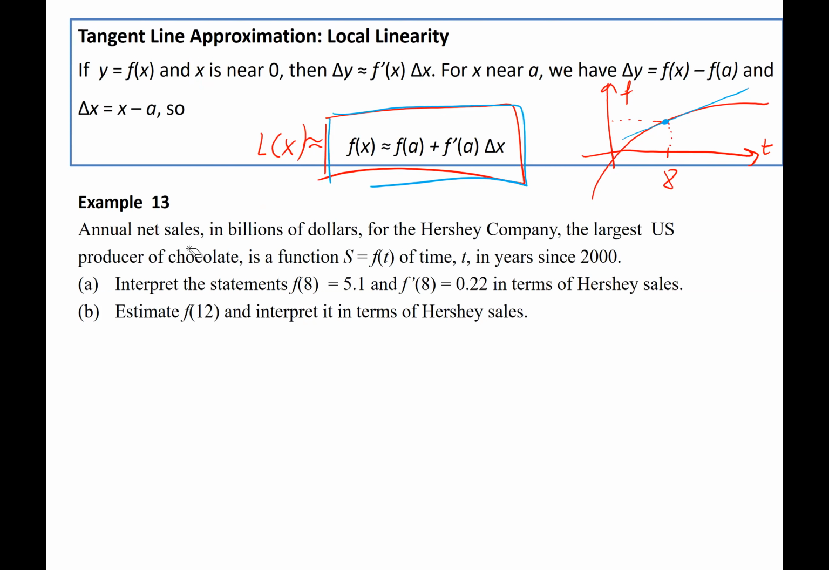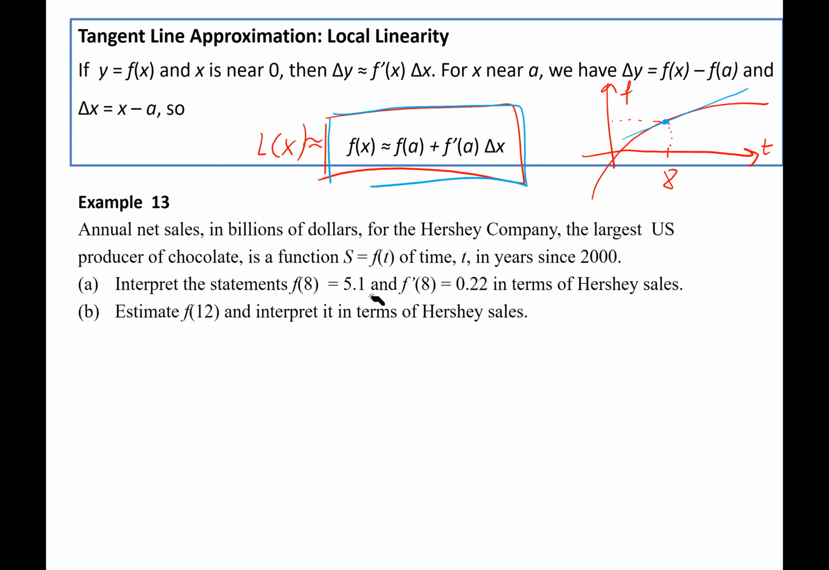Annual net sales in billions of dollars of the Hershey Company, the largest US producer of chocolate, is a function f of t of time in years since 2000. Now we have to interpret the statements f of 8 is 5.1 and f prime at 8 is 0.22 in terms of Hershey sales. And then estimate f of 12 and interpret this, again, in terms of Hershey sales.